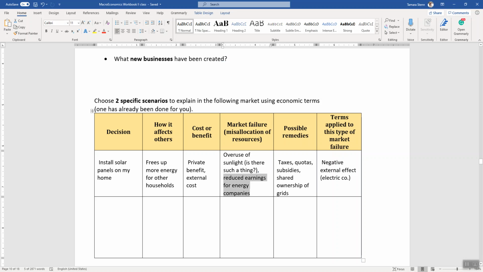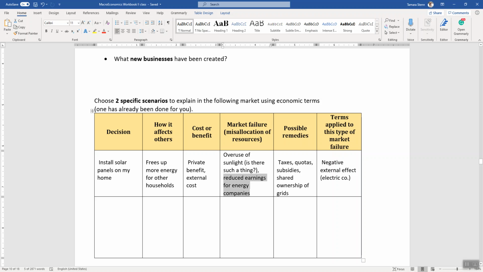Possible remedies, right? What are we going to do? We still want to be energy efficient. We don't want our energy companies to go under, as we're making our own energy. So what can we do? We can have taxes and quotas and subsidies and shared ownership of the grids. So that means like I got a tax deduction, which helped me with the external cost. That gave me an incentive.